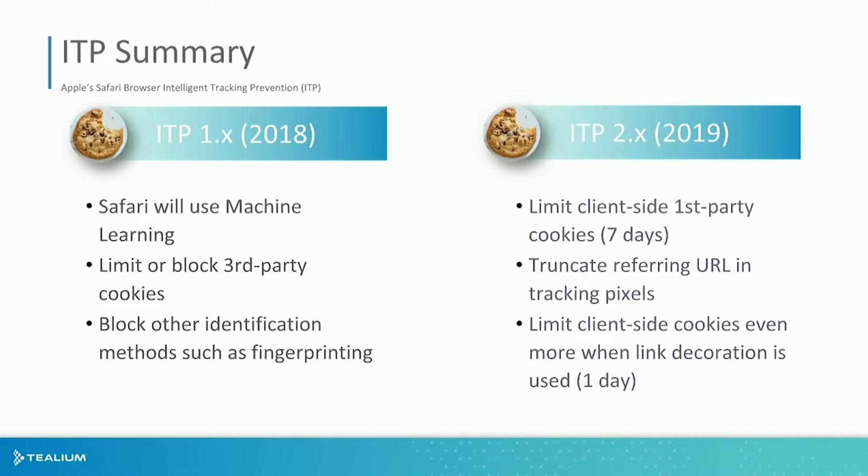Some of it was in 2018, where they start making some radical changes, where they limit the client-side first-party cookies to just 7 days. So if you're a JavaScript developer or you're working for one of the tracking companies and you need to set a client-side identifier and you use JavaScript to do that, they're going to limit that cookie to 7 days. They also introduce truncating referring URLs and tracking pixels.